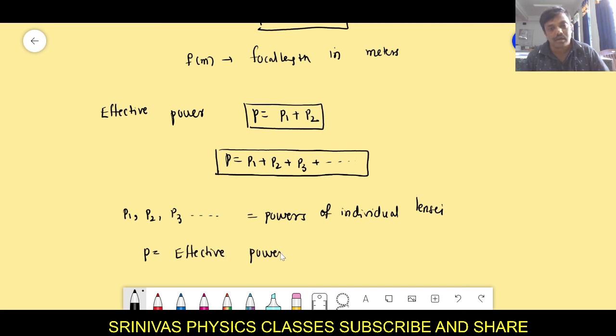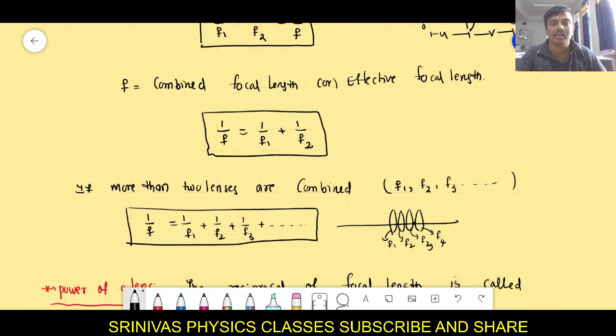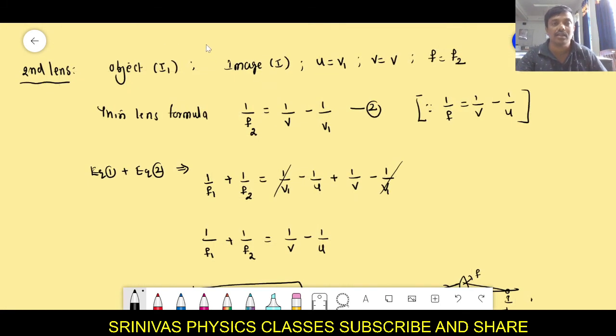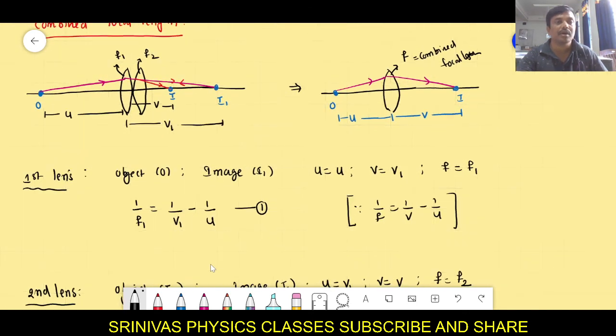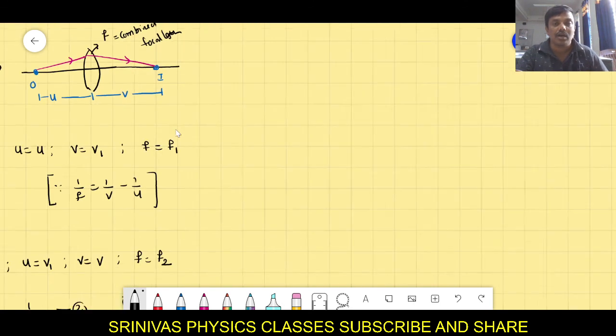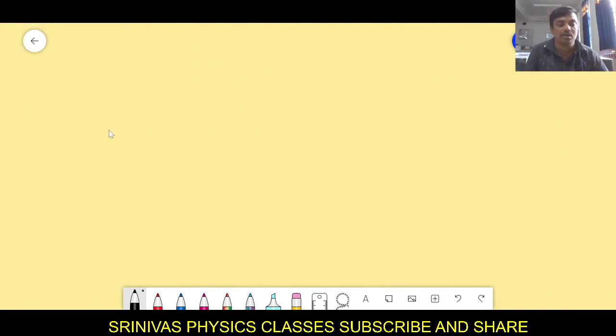This is about combined power and combined focal length. How to find out the combined focal length and combined power? Not only combined focal length, we also derived the formula for the combined power. If we combine two or more lenses, then they have individual powers P1 and P2, and the combined power is P1 plus P2. Let us see some important points.